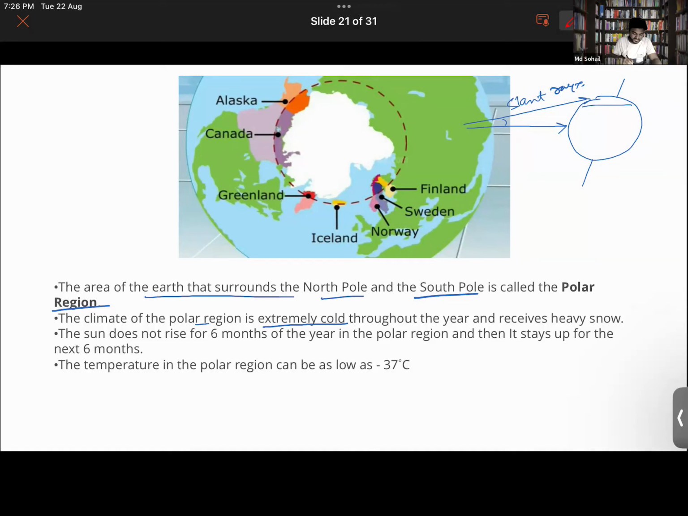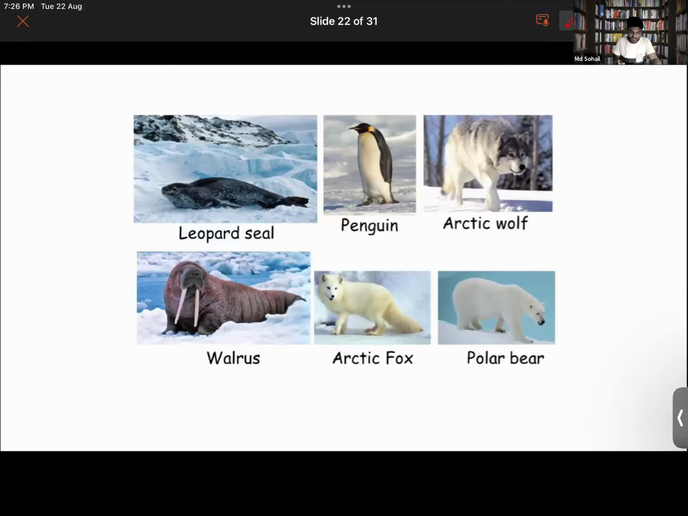So also you will see the sun will not rise there for 6 months of the year, and for the next 6 months there will be continuous sunlight. The temperature can be as low as minus 37 degrees Celsius. So it is extremely unsuitable for humans to survive without having taken proper care.